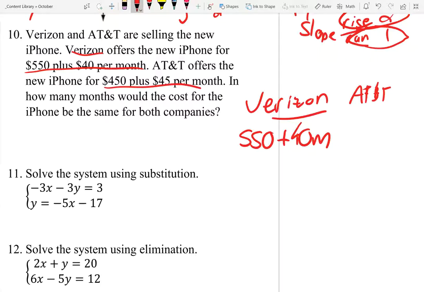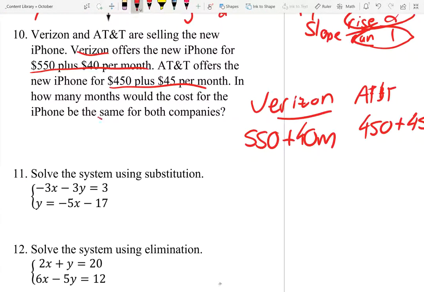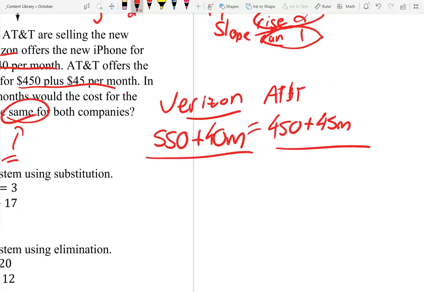AT&T is $450 plus $45 per month. So $450 plus 45M. Now, in order to find out when the cost is the same, right? Same means equals. All I'm going to do is take the two expressions and set them equal to each other. That's Verizon equaling AT&T. So when I solve this, I'll get the M value for when Verizon is equal to AT&T.